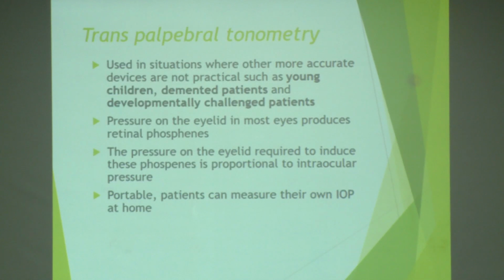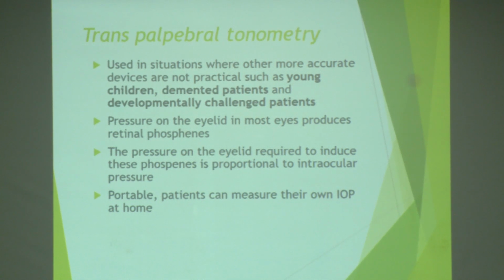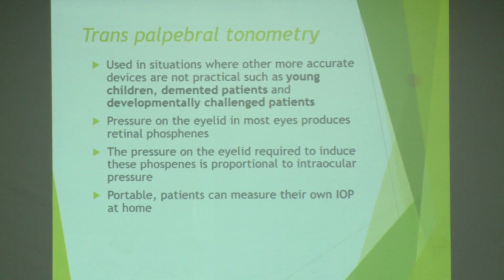Palpation tonometry, it is used in situations where other devices are not useful, like children, demented patients, and mentally challenged patients. Pressure on the eyelid produces retinal phosphenes, and the force required to produce these retinal phosphenes is proportional to the intraocular pressure.